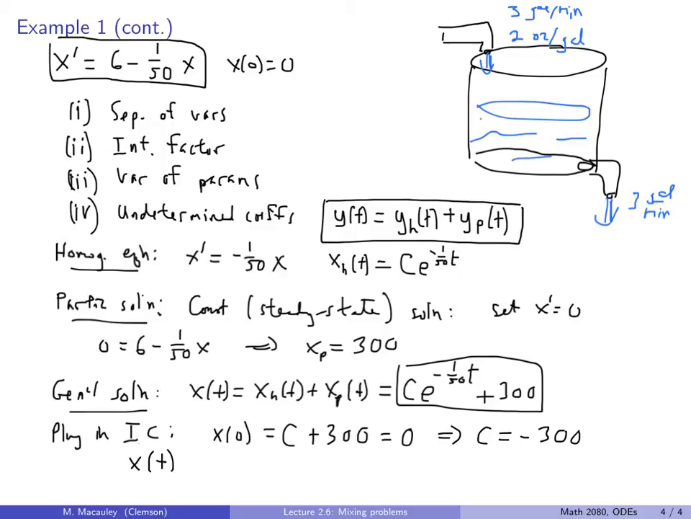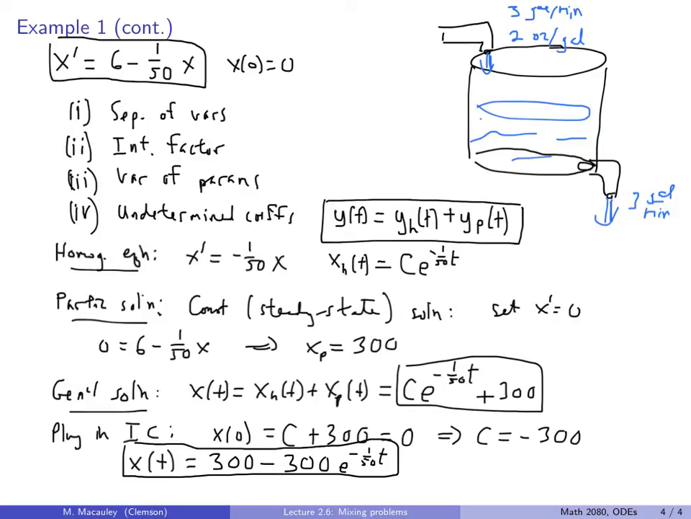So now the final solution to the initial value problem, sometimes we say the particular solution to the initial value problem, because it's not a family of solutions anymore, it's one and only one solution. It is 300 minus 300 e to the minus 1/50th t. And let me box that.